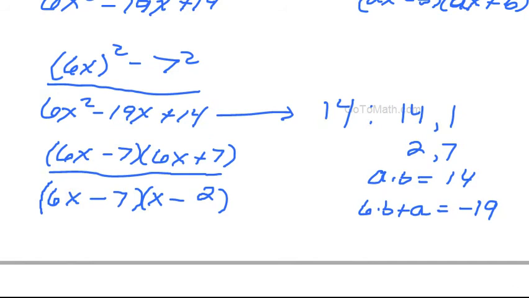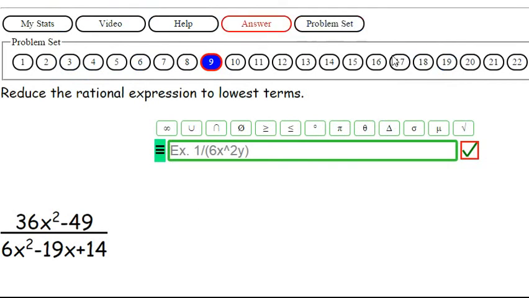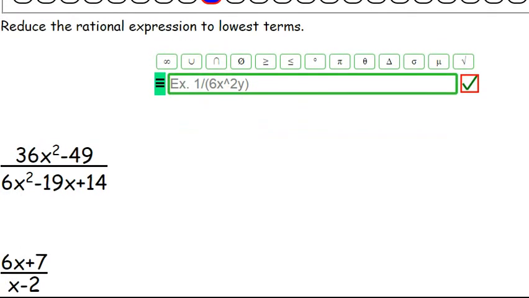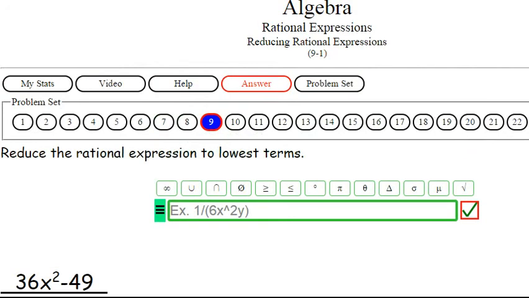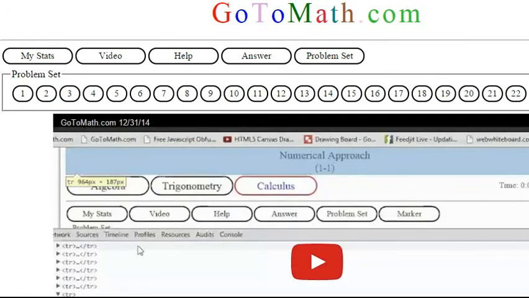So now what we can do is do some canceling. So we have a 6x minus 7, 6x minus 7, and it looks like we're going to be left with, let's write this down here, 6x plus 7 over x minus 2. Alright, so we're over here at gotomath.com, getting it worked out. See you in the next problem.